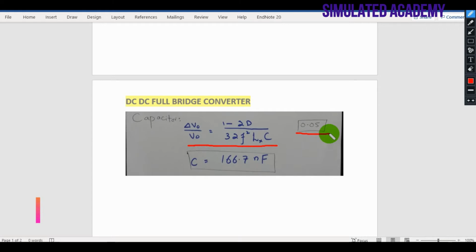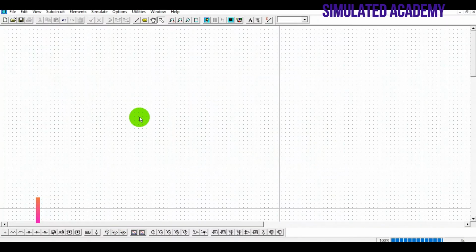Now the capacitor value can be calculated by using this formula, where I assume the ripple is 5%, that is, change in V naught divided by V naught is equal to 0.05, which equals (1 minus 2D) over 32 times frequency squared times Lx times C. After you put in all the values, the capacitor value turns out to be 166.7 nanofarad.